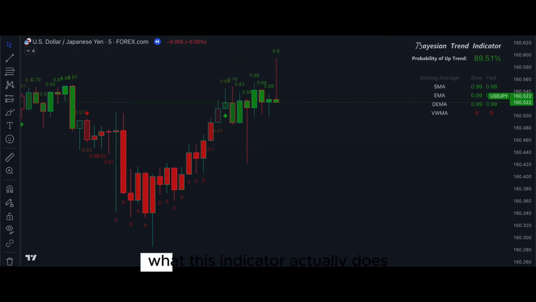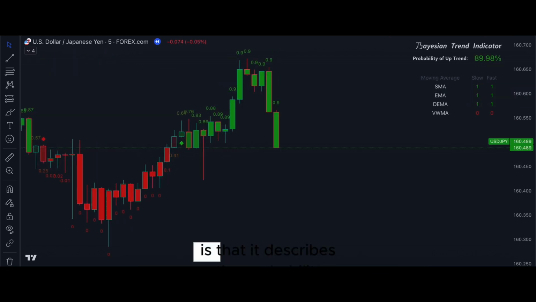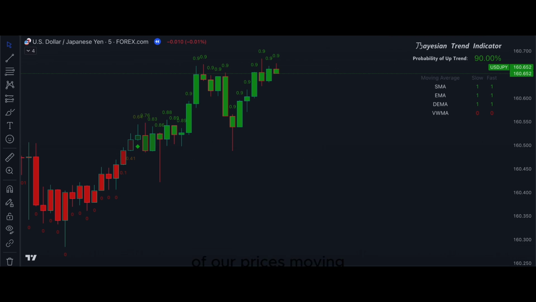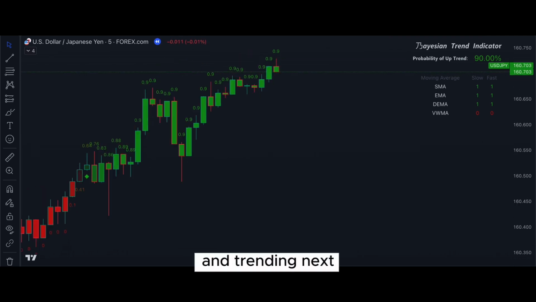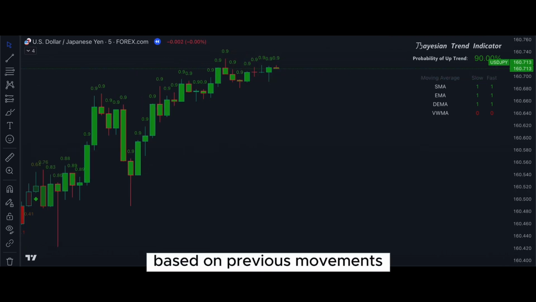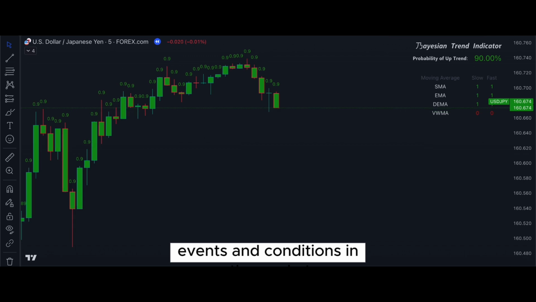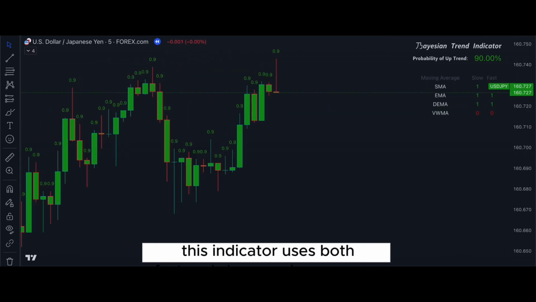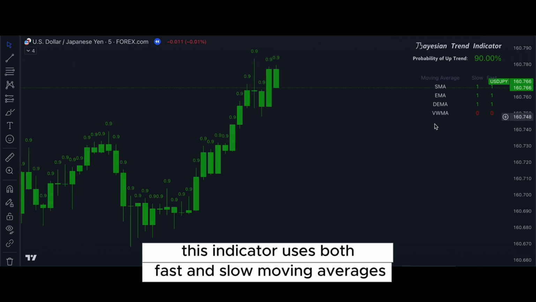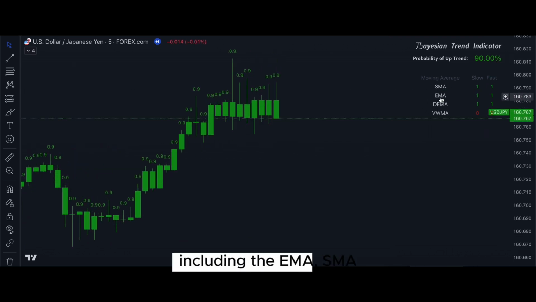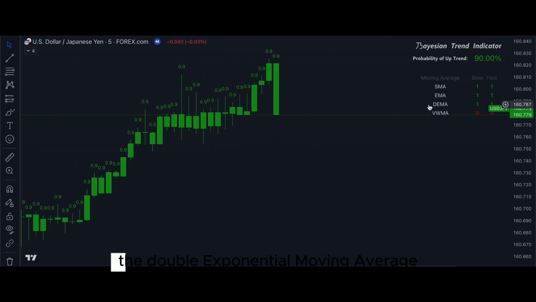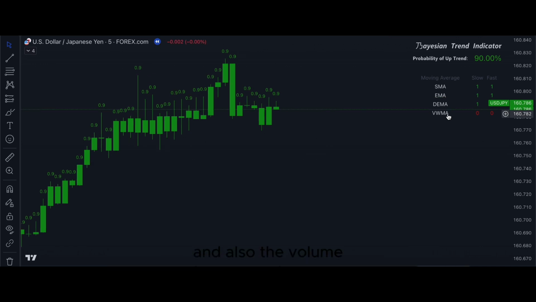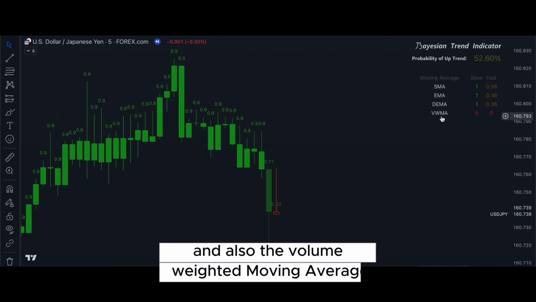Okay, so what this indicator actually does is that it describes the probability of where price is moving and trending next, based on previous movements, events, and conditions in the market. Easily put, this indicator uses both fast and slow moving averages, including the EMA, SMA, the double exponential moving average, and also the volume-weighted moving average.